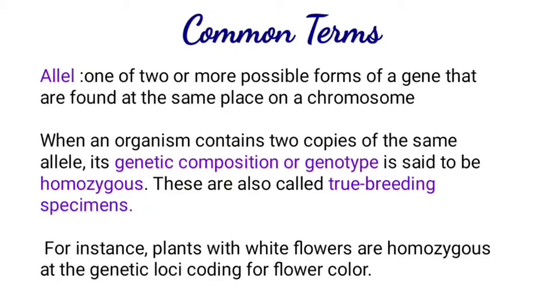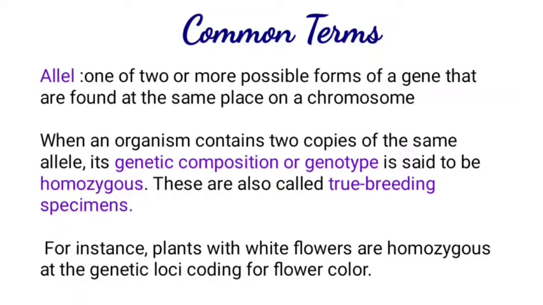Some of the common terms. Do you know about allele? Yes, some may be knowing it and some may not. Allele: one of the two or more possible forms of a gene that are found at the same place or locus on a chromosome. When an organism contains two copies of the same allele, its genetic composition, which can also be called genotype, is said to be homozygous.